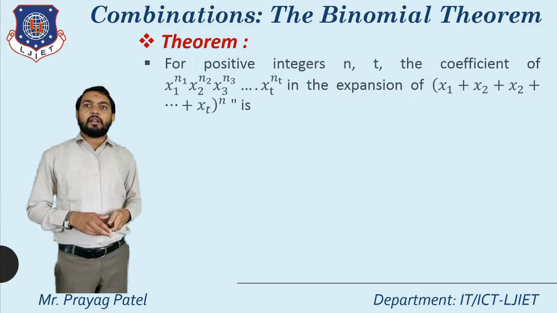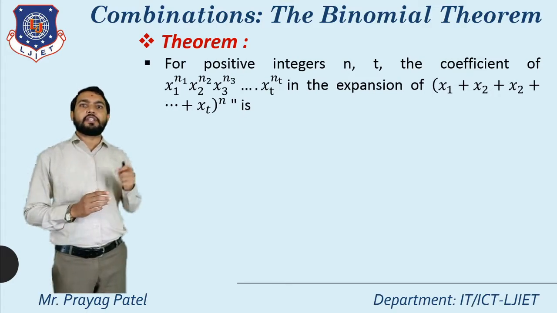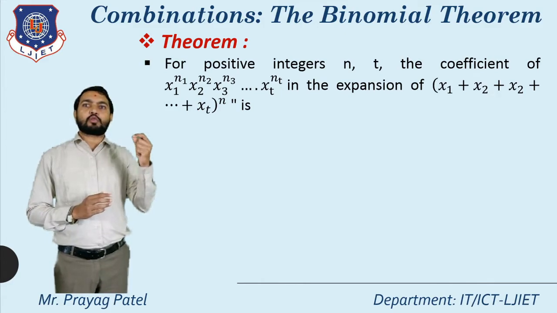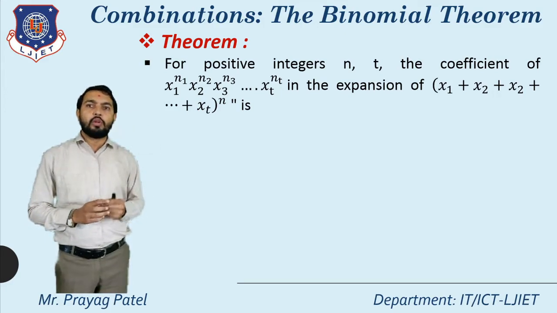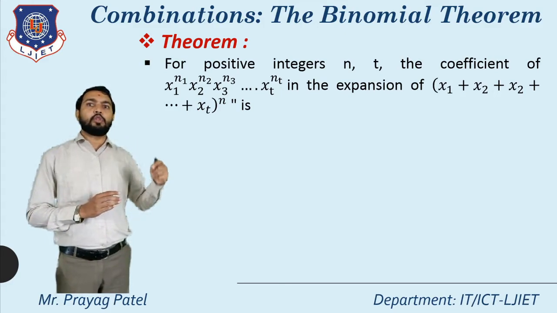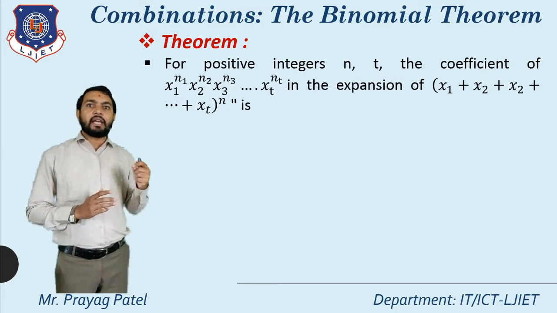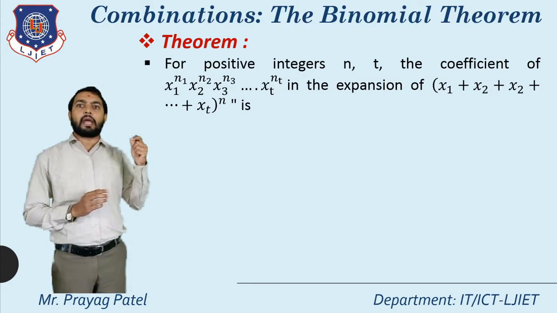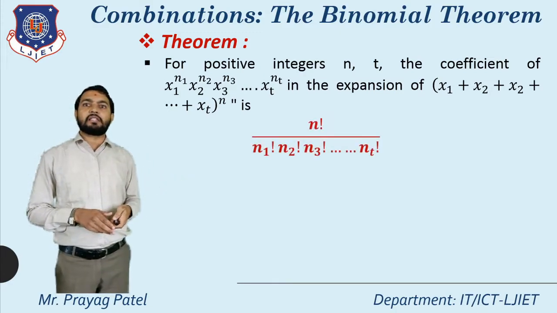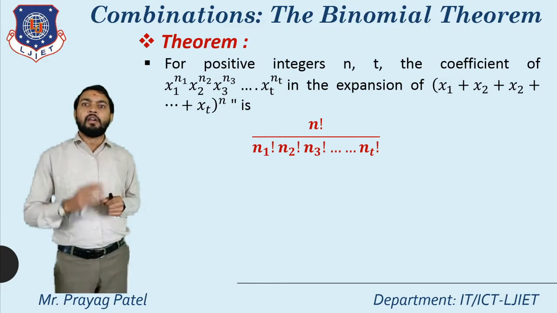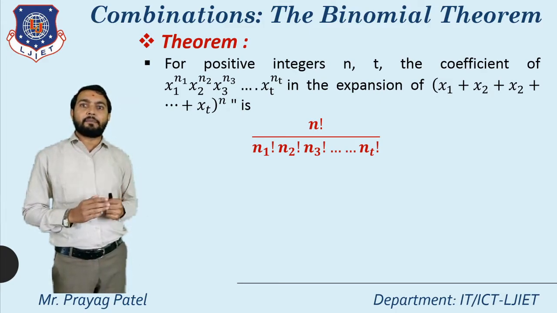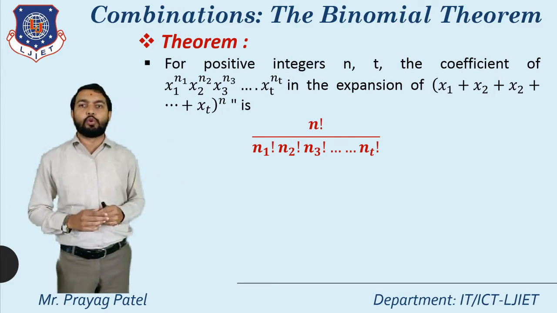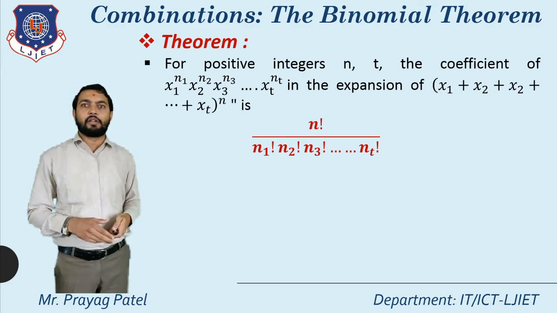Now next, the theorem for a positive integer n. The coefficient of x1 raised to n1, x2 raised to n2, x3 raised to n3 up to xt raised to nt, in the expansion of (x1 plus x2 plus x3 up to xt) raised to n, can be represented in the common form n factorial divided by n1 factorial into n2 factorial into n3 factorial up to nt factorial. So this is the common formula.